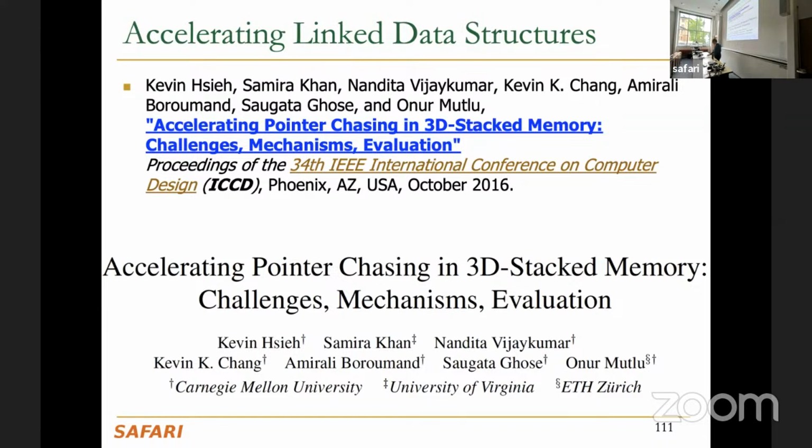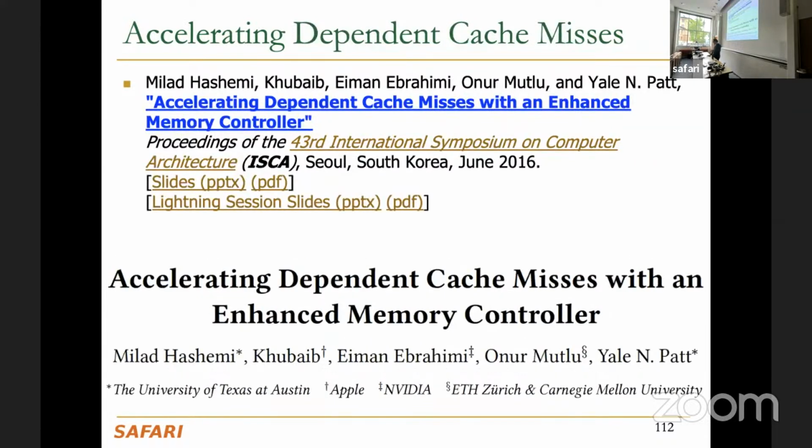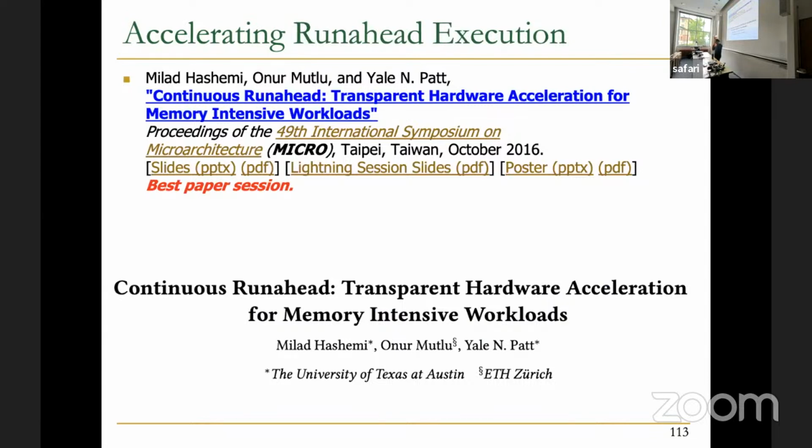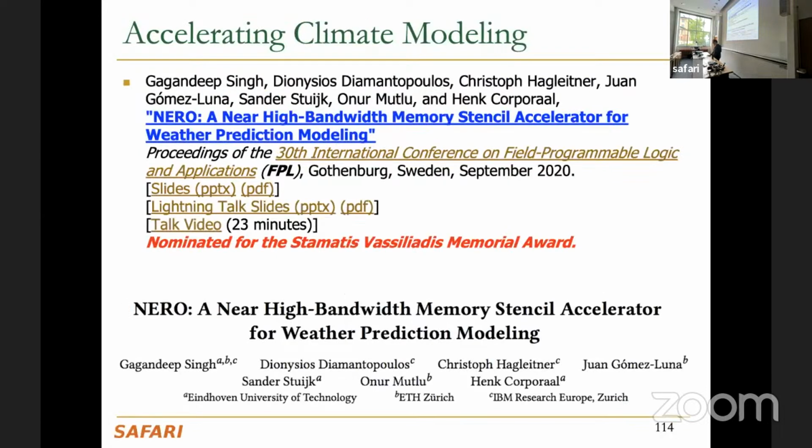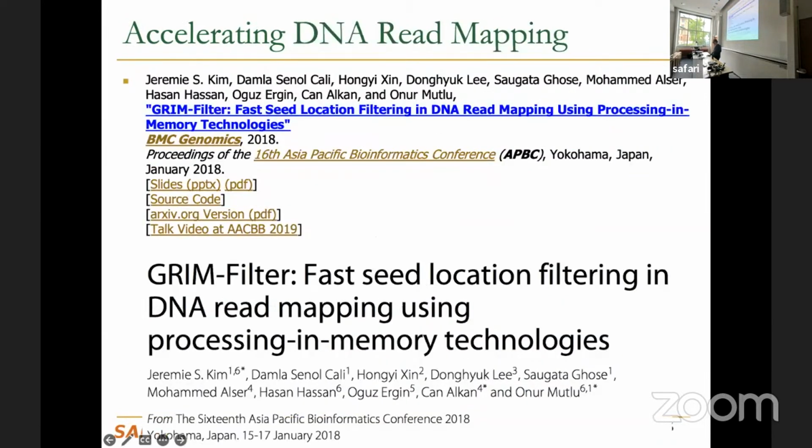Then the question is, how do you design the accelerator? There's also more work to transparently accelerate dependent cache misses. This is accelerating my own PhD thesis. In my opinion, this is the right way of doing run-ahead execution. But when we talk about run-ahead execution, we'll talk about that. Essentially doing run-ahead execution on the memory controller. We've looked at using FPGAs with high bandwidth memory to accelerate different types of computation, in this case, stencil computation.